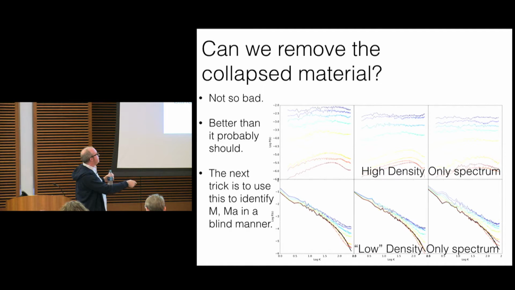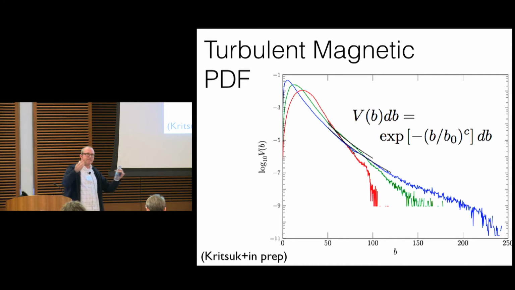So the next trick is, can we refine this to make sure that these slopes actually match better than they do, and then see if we can do this to actually, in a blinded way, back out what the Mach number of the original cloud was? Okay, so that's what the density is doing. What's the magnetic field doing?